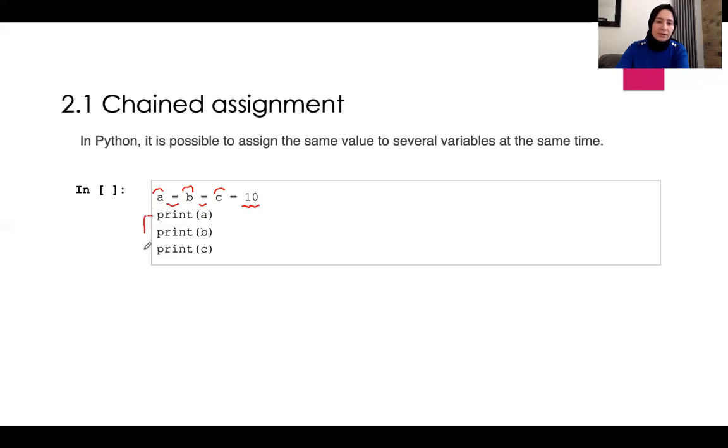And when we print all of these variables here and run this piece of code, this is the result you will get, because we assigned 10 to all of them, and those are the results of this print statement.